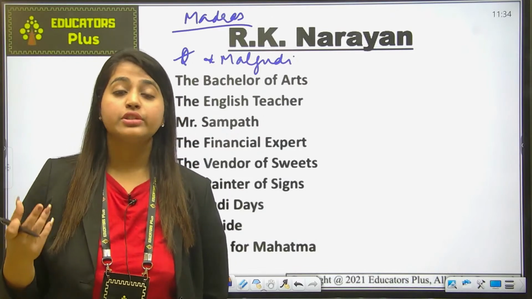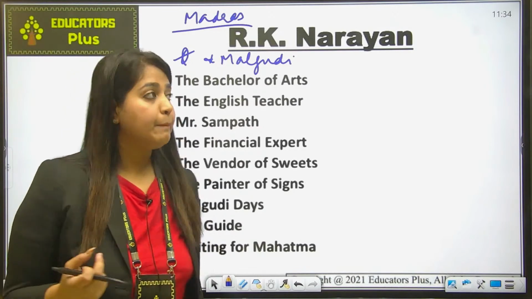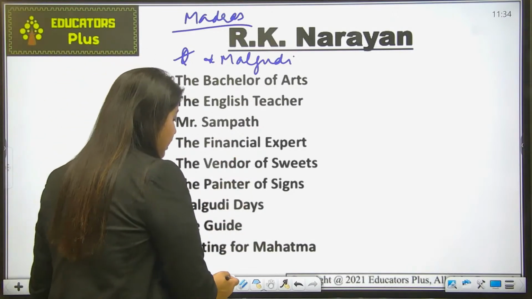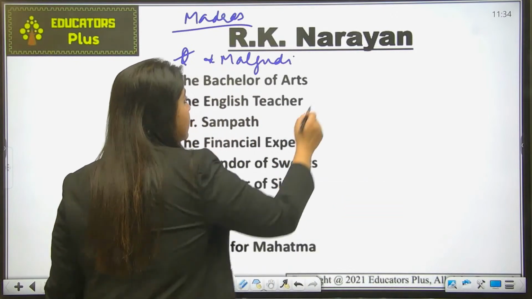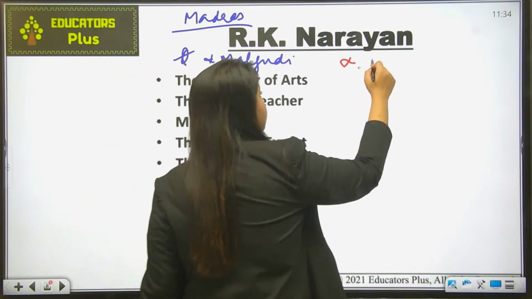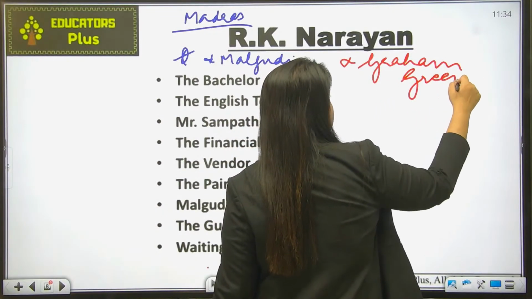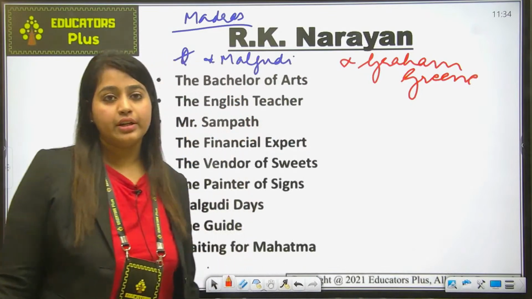Okay, and he was instrumental in getting publishers for Narayan's first 4 books. Please remember that Narayan published his 4 initial books with the help of Graham Greene. We studied about Graham Greene when we were studying British literature, The Power and the Glory and everything.